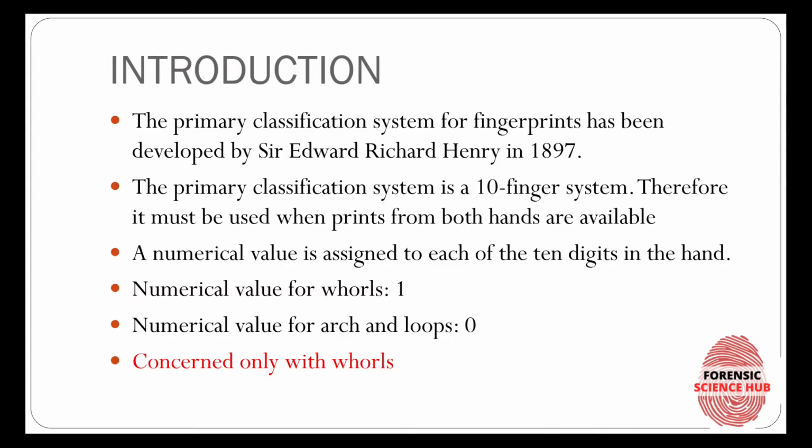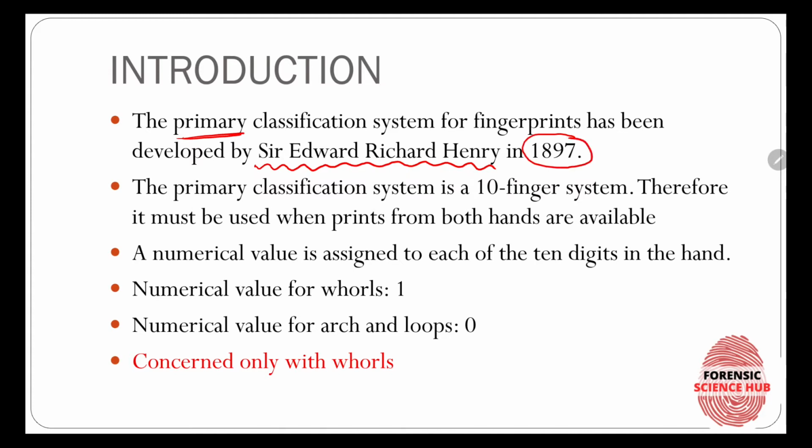So let's get started. The entire Henry classification system basically has 7 major divisions, which include different classifications like primary, major, secondary, subsecondary, final, key, etc. In this I'm going to discuss the primary classification, which is one of the most important classifications. The primary classification system for fingerprints was developed by Sir Edward Richard Henry in the year 1897.